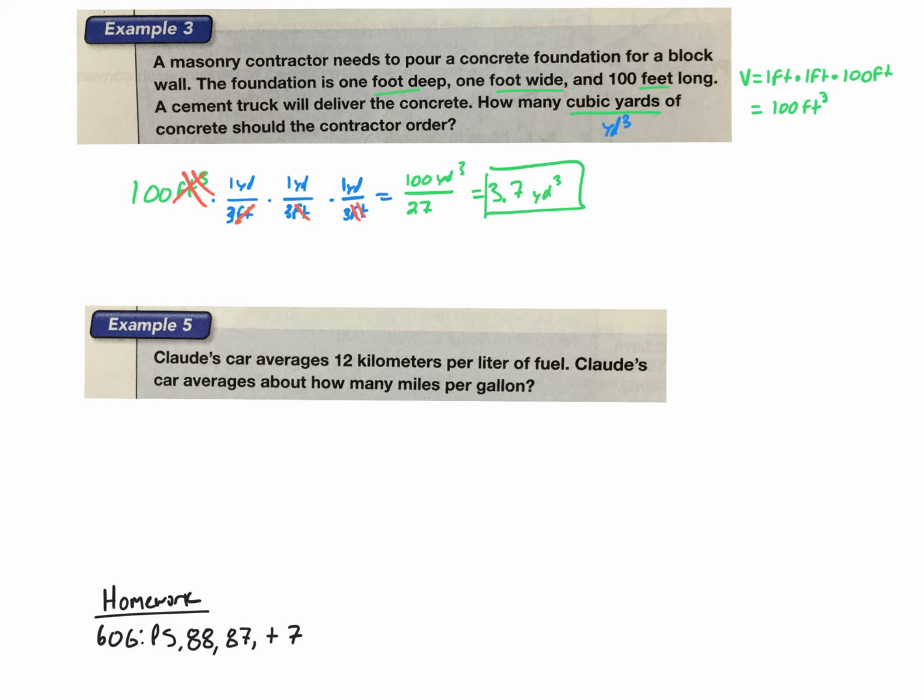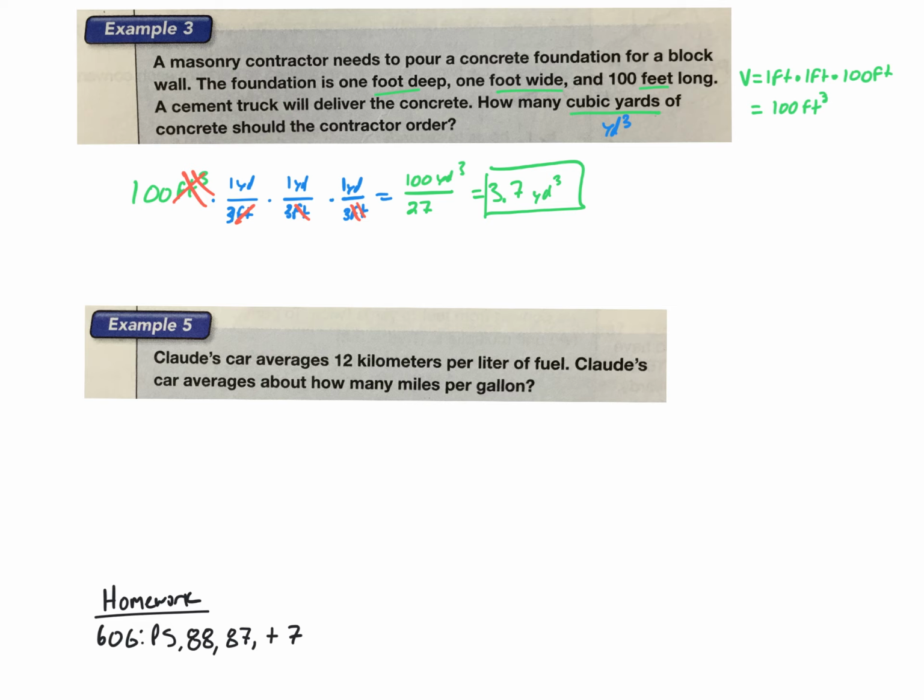Okay, now for example number 5, it says Claude's car averages 12 kilometers per liter of fuel. So I don't know about you, but that doesn't really mean anything to me, because I think in miles per gallon. Is that good? Is that bad? I don't know. So Claude's car averages about how many miles per gallon?